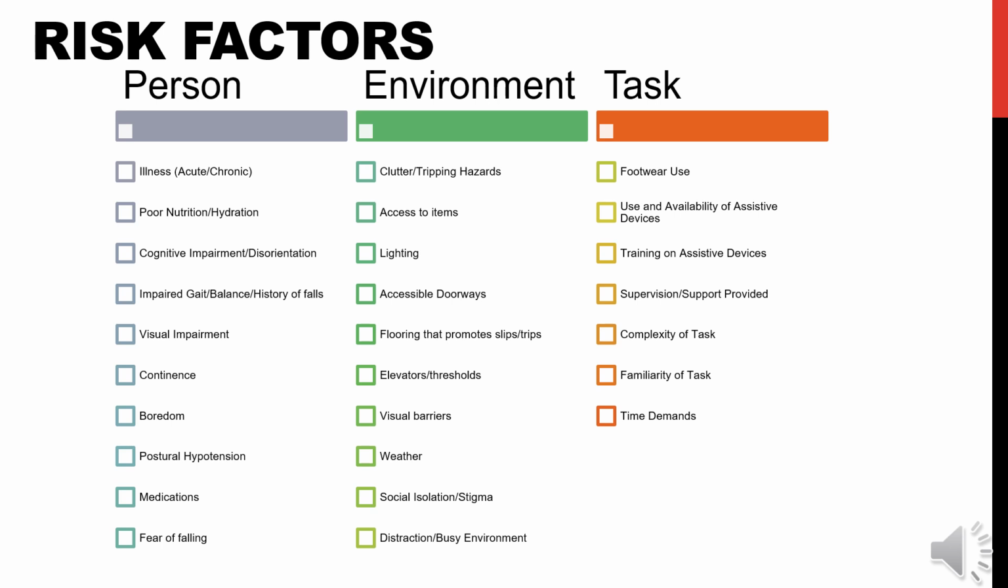An environmental factor may include clutter, which we could address by assisting the client to declutter and creating clear pathways, removing or securing rugs, etc. A task factor may be that the task appears to be too complex for the client, which we could address by breaking the task down into its individual steps and creating an individualized support plan for the client.